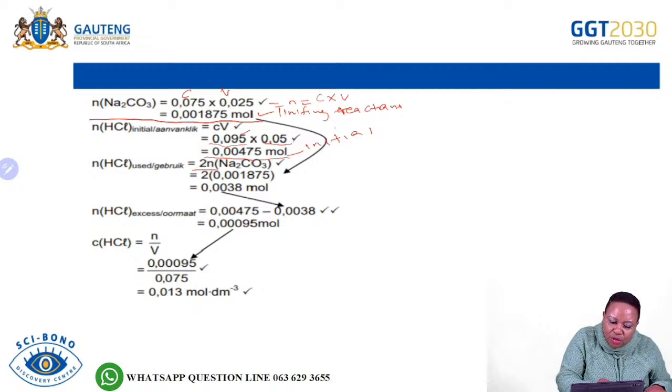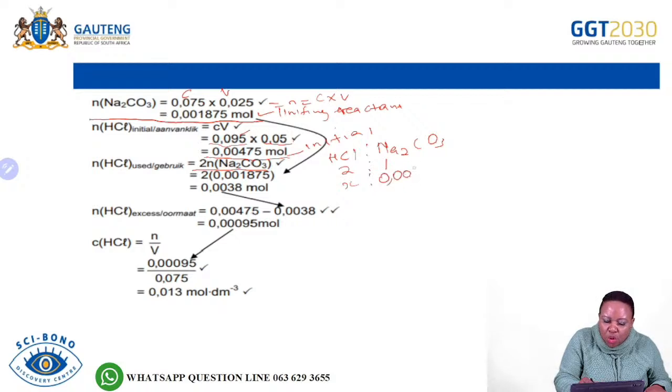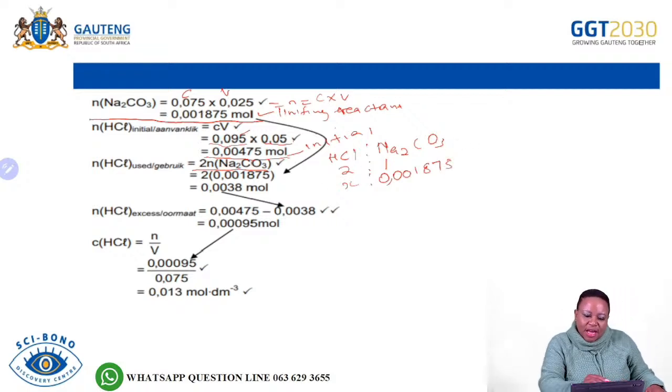Therefore, by using the mole ratio, whereby we say the mole ratio between HCl and Na2CO3 is 2 to 1, for every 2 HCl, there is 1. Therefore, we are going to say x is going to be, for 0.001875 moles of sodium carbonate, and then by cross multiplying, that is why we are saying 2 multiplied by this number of moles of sodium carbonate.